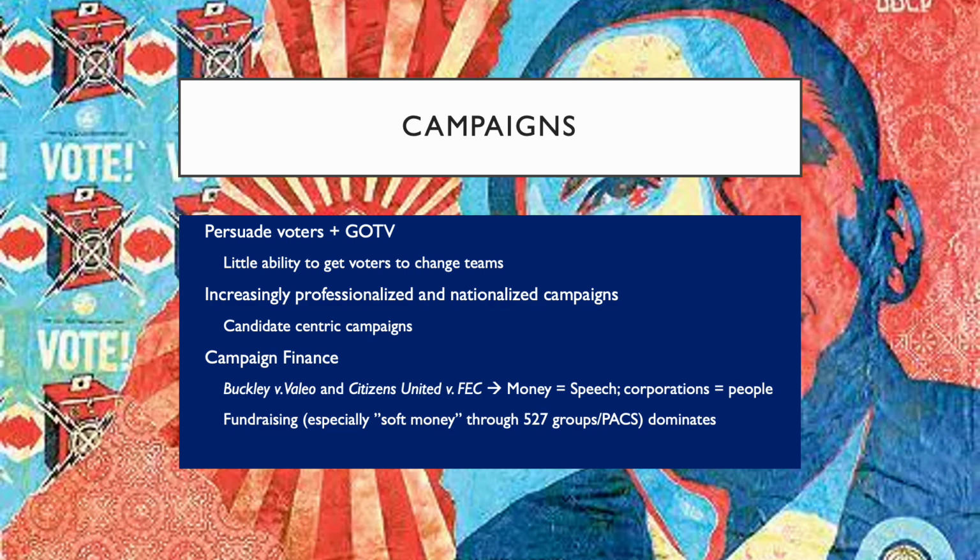Now, there's still limits on what you can give directly to a candidate, but you can kind of give unlimitedly. You can spend millions and millions of dollars through these 527 groups, right? And so fundraising really comes to dominate campaigns. Almost as soon as candidates are elected, they're having to start making fundraising calls.